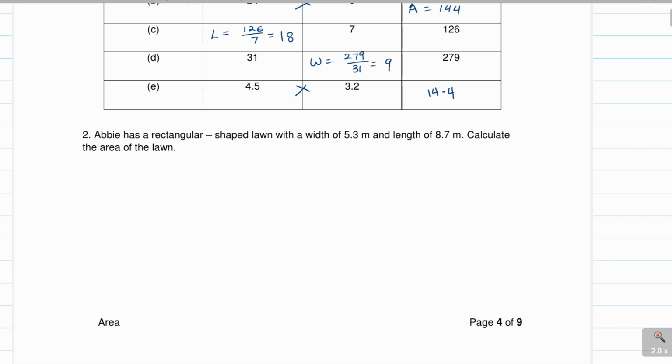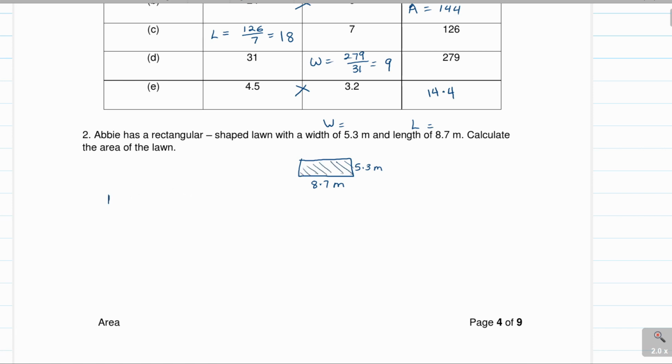Alright, example 2. Abby has a rectangular shaped lawn with a width of 5.3 meters and a length of 8.7 meters. Calculate the area of the lawn. So this one does not have a diagram to go with it. If you can't visualize what is happening here, that this is the length and this is the width, quickly draw a rectangle, and put in your length 8.7 meters and 5.3 meters. Okay, and the area is what we want.